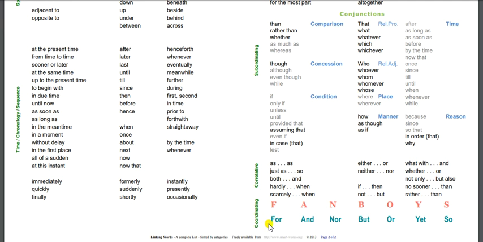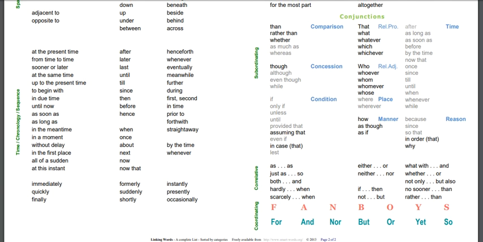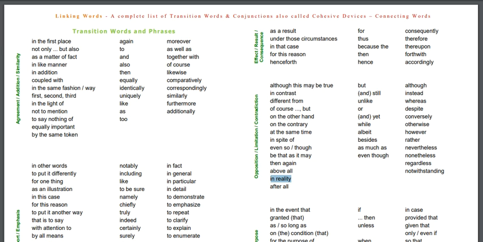So I won't go through this in detail, but if you've ever heard a teacher talk about fanboys, this is a common trick that English teachers teach students so that they know their coordinating conjunctions. So these are really common conjunctions right here: for, and, nor, but, or, yet, so. The first letter of each of those spells fanboys. So a lot of teachers use that to teach students the basic conjunctions. But as you can see, those are only a few out of many, many conjunctions.